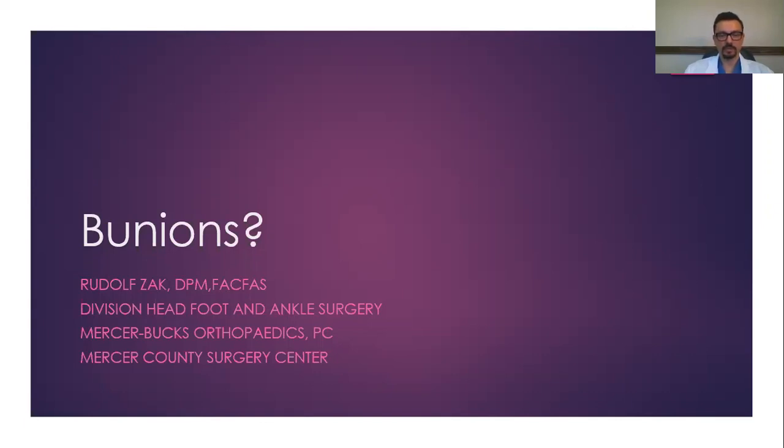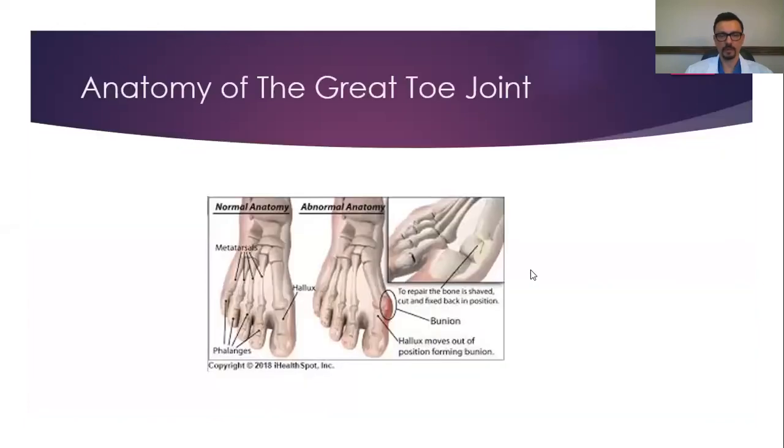So today we're going to be discussing bunions, what bunions are exactly, what causes bunions, and several treatment options that we have for bunions. So let's first start with the anatomy of the great toe joint. Let's begin here. We have a normal looking foot on the left and an abnormal foot, which typically we would see as a bunion. So there are three components to the bunion. There are three bones there.